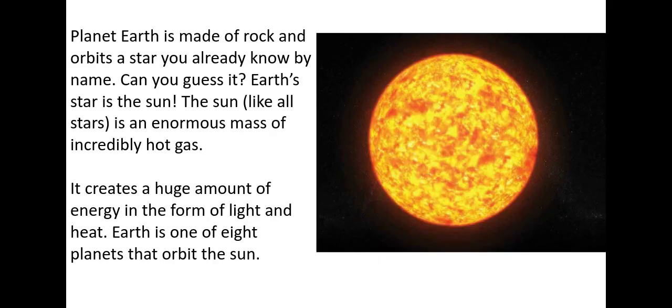Planet Earth is made of rock and orbits a star you already know by name. Can you guess it? Earth's star is the sun. The sun, like all stars, is an enormous mass of incredibly hot gas. It creates a huge amount of energy in the form of light and heat. Earth is one of 8 planets that orbit the sun.